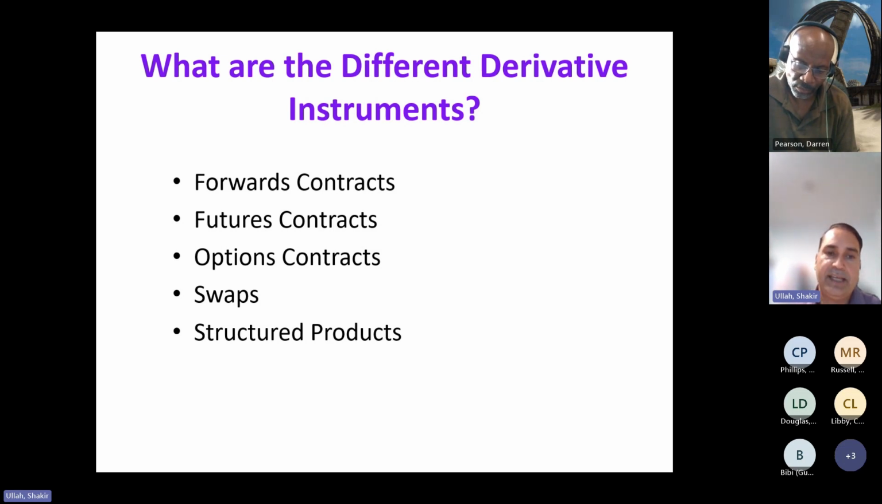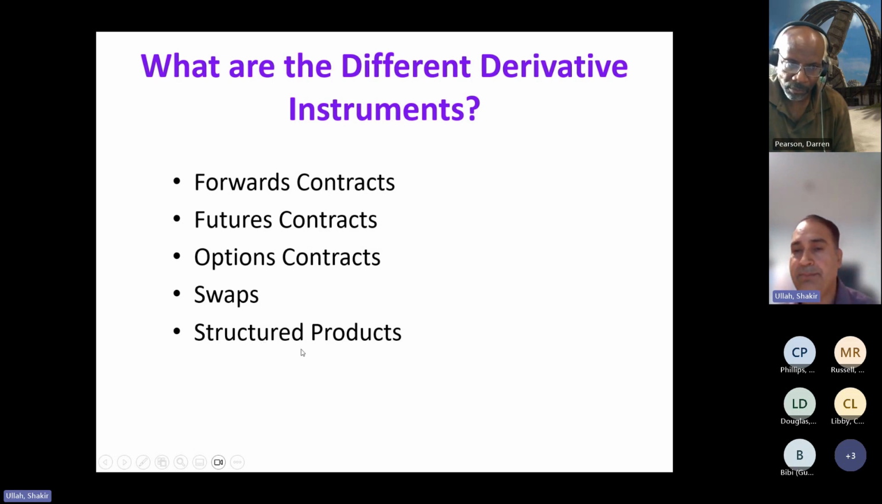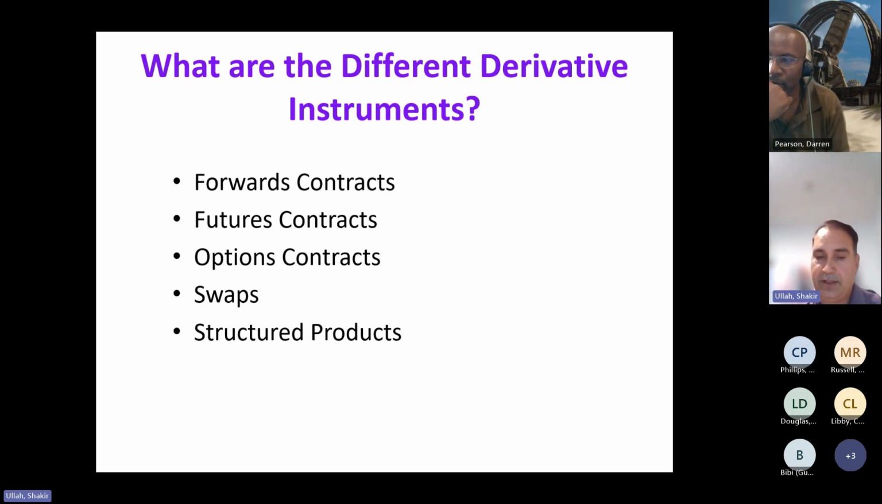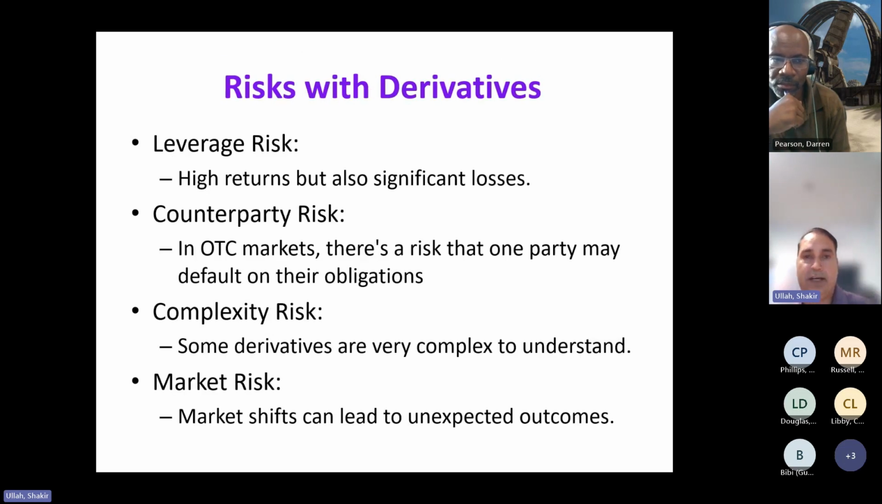Now, these products move up in terms of complexity. As I said, forwards are the simplest ones and very easy to understand. Futures are a bit more complex. Options are further complex. Swaps and structured products are the most complex, I would say. So before entering into any of these contracts, please make sure that you understand it. And for that matter, like the whole stock market and the bond market, if you don't understand the dynamics, don't risk your real money, because you can be out of your savings pretty quickly if you don't understand the dynamics, and especially the derivative products.